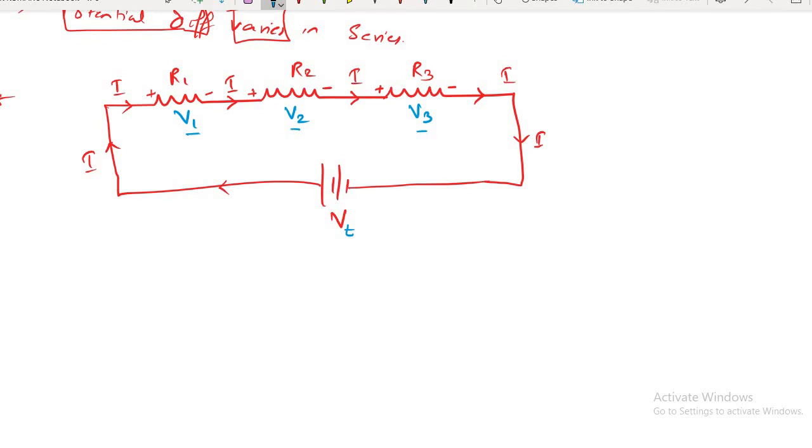So can we write down like this? That V total is equal to V1 plus V2 plus V3. Can we write like this? Everybody? VT means V total. VT means V total is equal to V1 plus V2 plus V3. Clear?